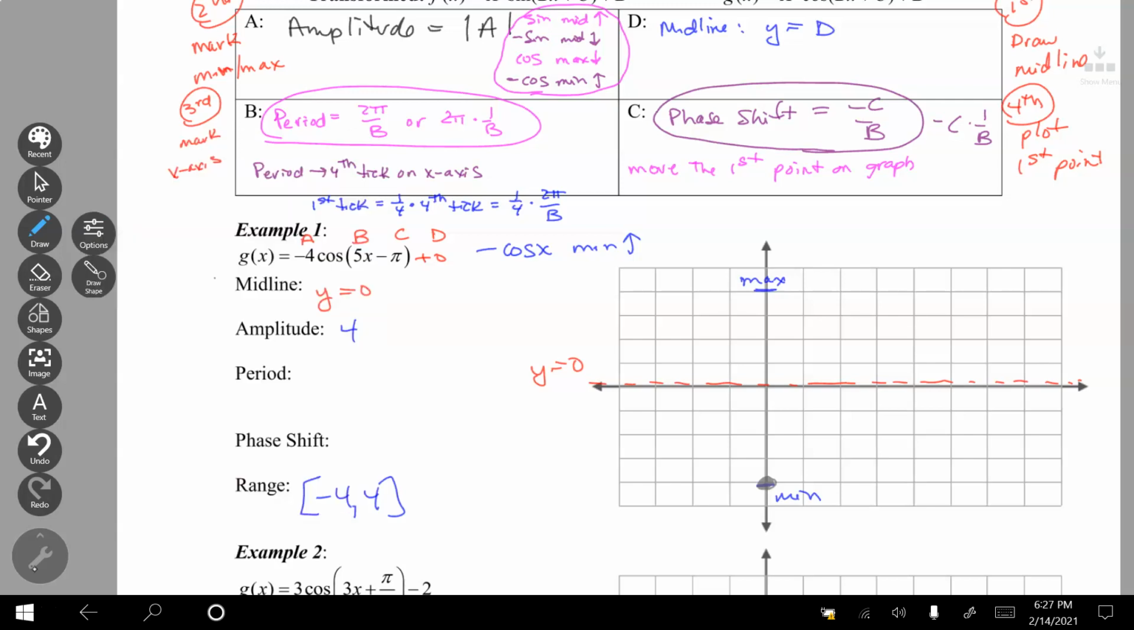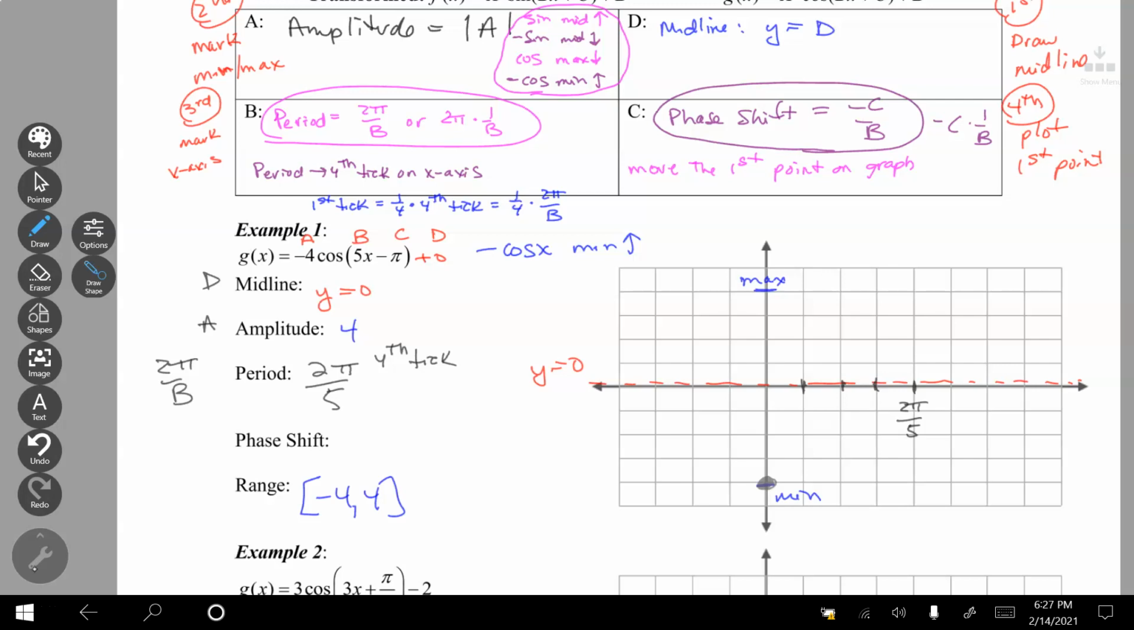So I have this is my d value, this is my a value. My period is going to be 2 pi over b, or for this example, 2 pi over 5. That means this is my fourth tick on the x-axis: 1, 2, 3, 4. This is 2 pi over 5.